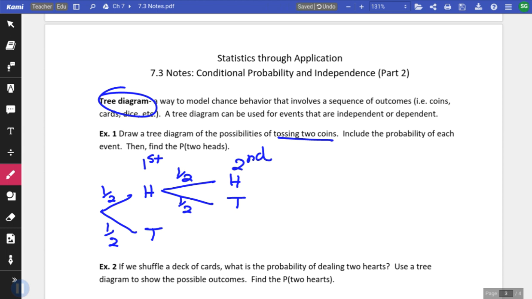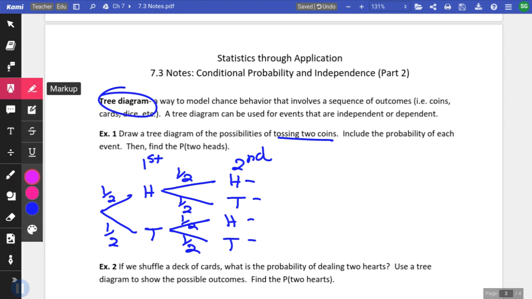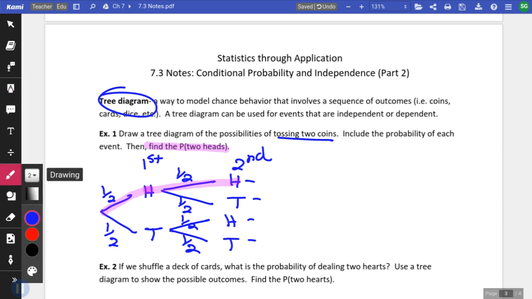No big deal. If you happen to get a tail on the first toss, you can either get a head or a tail on the second toss, and each of those had a 1 out of 2 chance of happening. So we have 1, 2, 3, 4 outcomes, and we can follow the path to find each probability. It's asking for the probability of 2 heads. So I'm going to highlight the path for 1 head, highlight the path for 2 heads, and then it's 1/2 times 1/2. So you have a 1/4 chance of getting 2 heads.